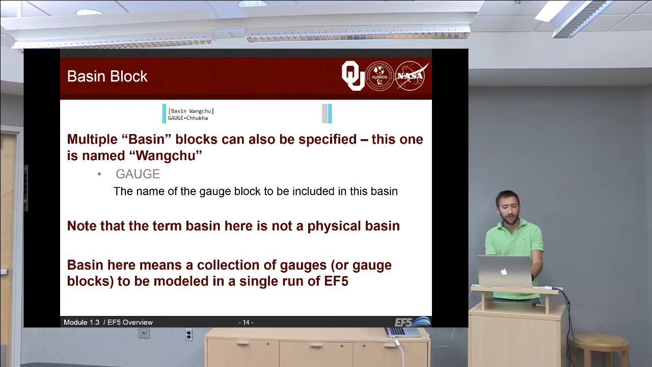There's also something called the basin block, and so the basin block is basically a collection of gauge blocks. It's not a physical basin. So again, think of that example where we might have 100 gauges all together. You could put 50 of those in one basin and then 50 of them in another basin if you had some sort of logical way that you wanted to distinguish the two. So in this case, we only have one gauge, and so the basin block is very simple. It's just basin Wangchu, and then the gauge is Chukka. And remember, the gauge name here has to refer back to the name of the gauge block that we just talked about.